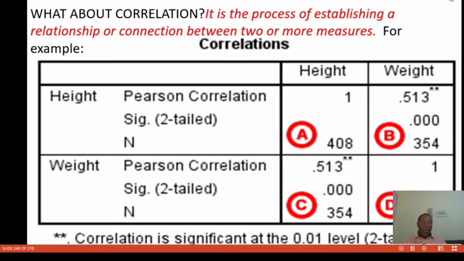Now, if we measured the Pearson correlation, we see that 0.000 means that the R is significant at 1%. All right?